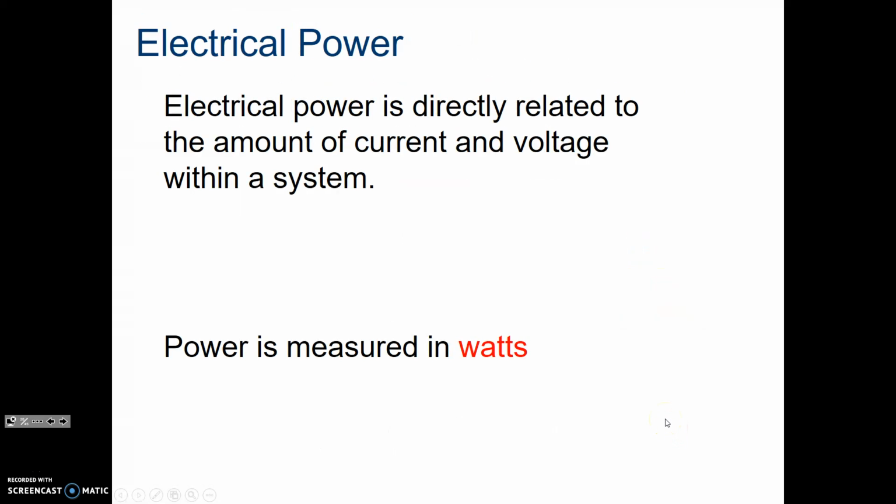Okay, now last one we're going to talk about is electrical power. It is directly related to the amount of current and voltage, and power is equal to I, current, times voltage. More current, more power. More volts, more power. And this is measured in units of watts, like the light bulb, 100-watt light bulb.